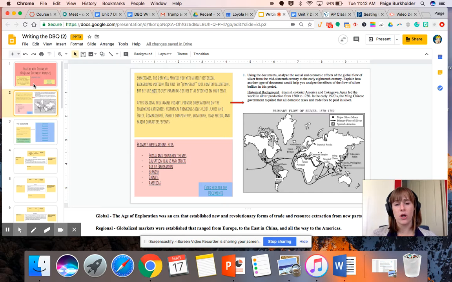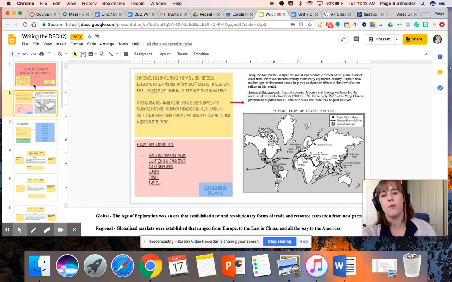So start with analyzing the prompt, okay? You guys already had this prompt. This was your DBQ prompt in January, your timed DBQ that you had. And so the first thing you want to do is extract as much information as you can from the prompt, okay?